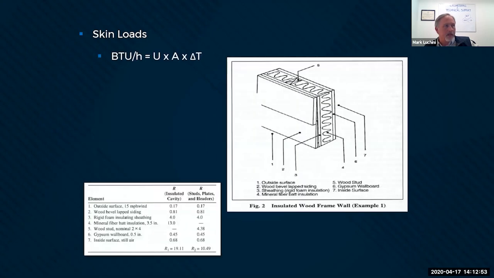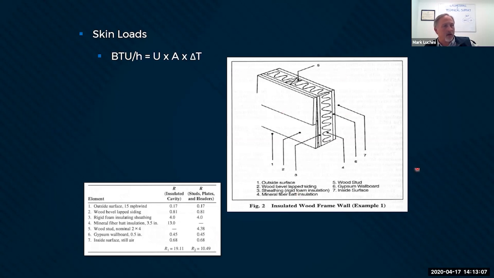Skin loads. This is the last loads we're going to talk about. Skin loads, envelope loads. This is the loads imposed by the outdoor environment on the exterior of the building. These are calculated by multiplying the U value of your assembly times the area of the assembly times the temperature difference between inside and outside.